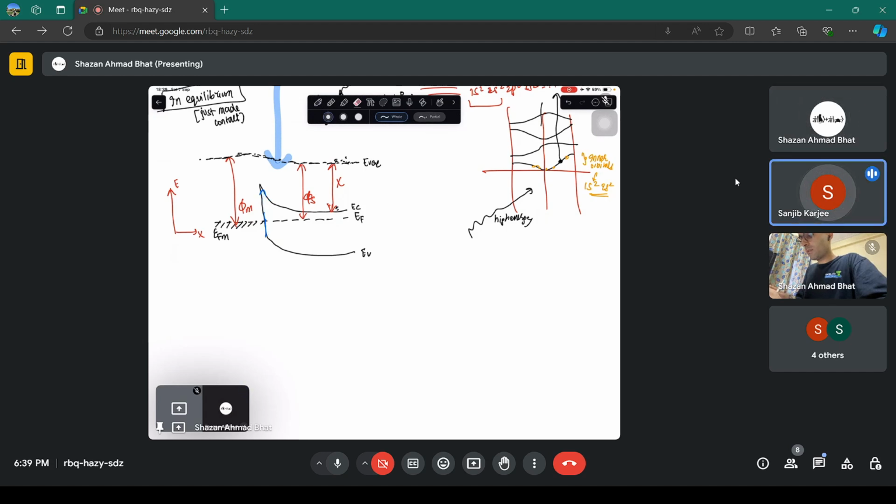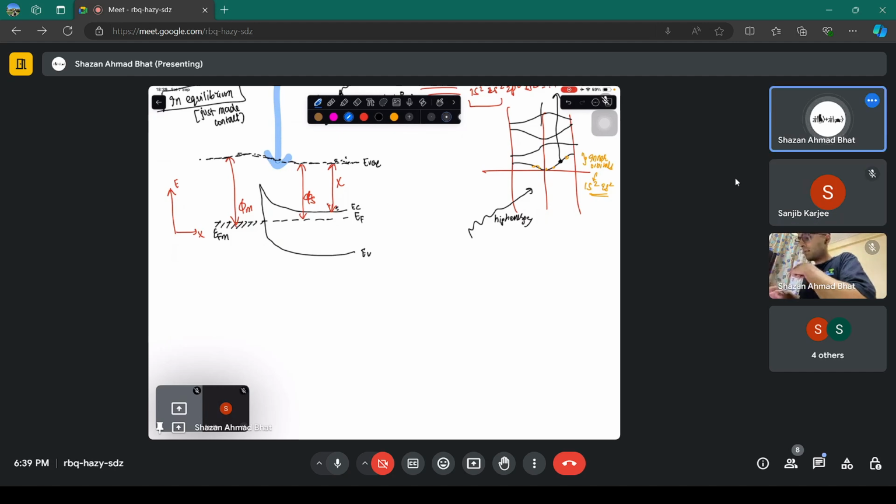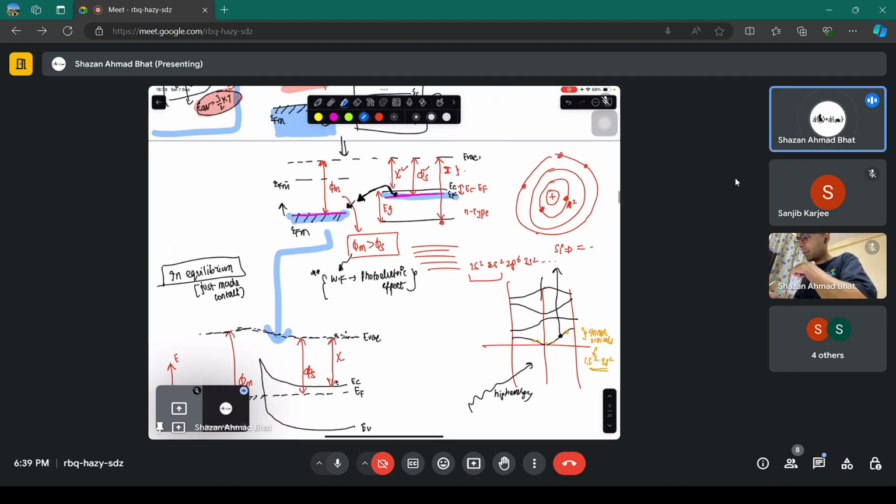Sir, can we say that the equilibrium electron affinity is in the band diagram? Yeah, that's what I have shown here, right? Electron affinity is just a material property. It does not matter whether it's in equilibrium or non-equilibrium. It is just the amount of energy you need to give to a particular system in order to extract the electrons from the conduction band to the vacuum energy.